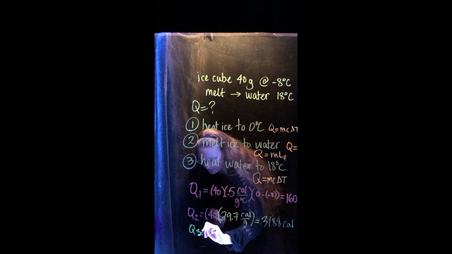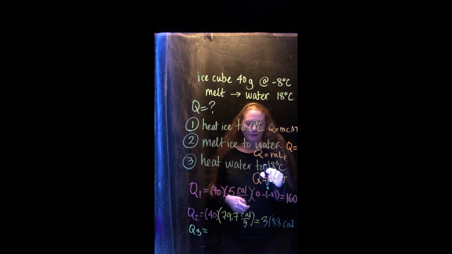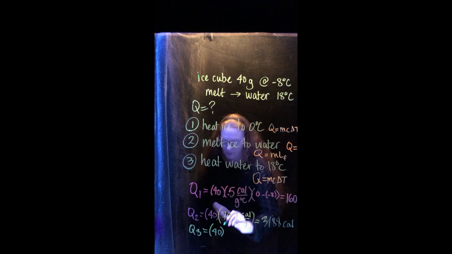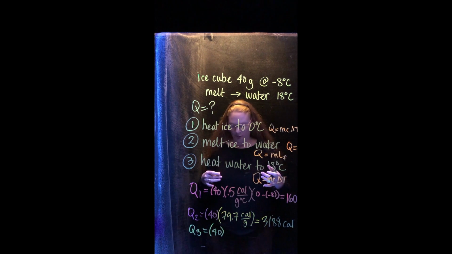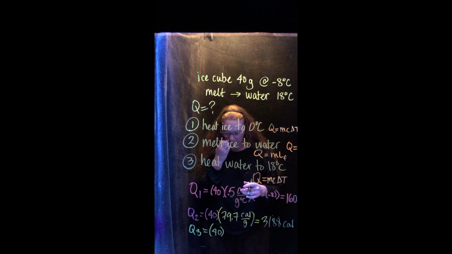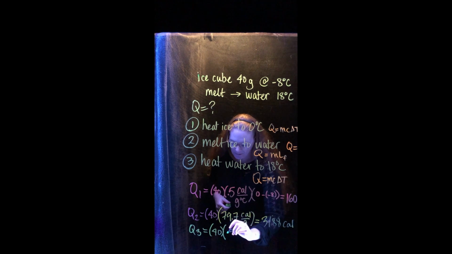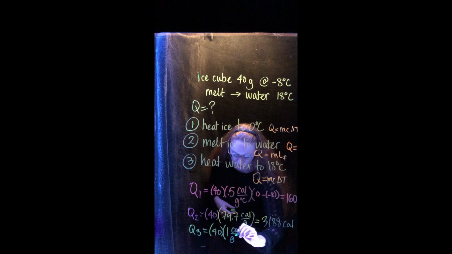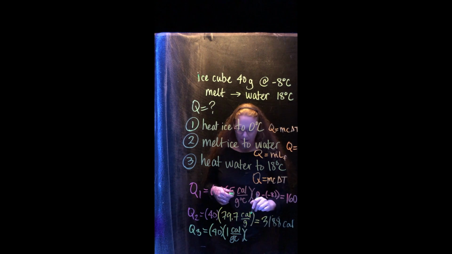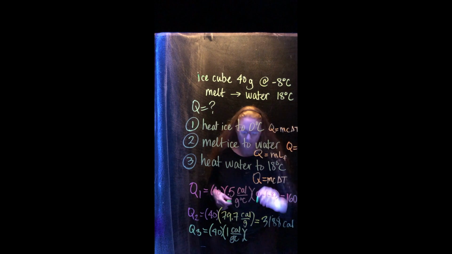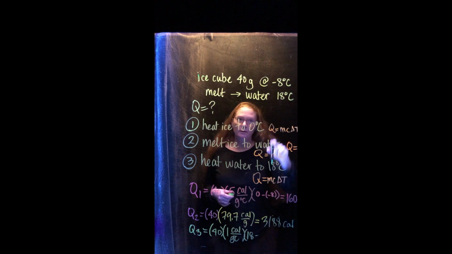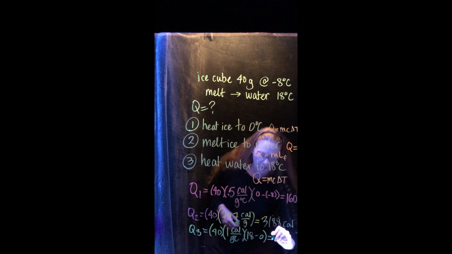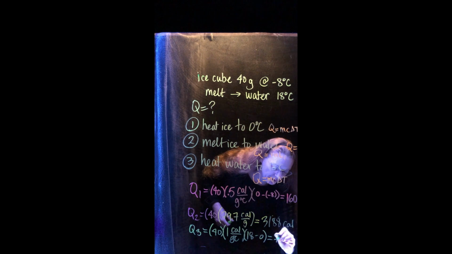Q3. Heat the water to 18 degrees C. Q equals mc delta T. The mass is still 40. Just because it changed state, it doesn't mean we lost any mass. There's still 40 grams of this stuff. C, now we're into water, so we've got our nice 1 calorie per gram degree C, and then delta T. We end at 18, and we started at 0, not minus 8, since this is the water part. So if we do that, we get 720 calories.